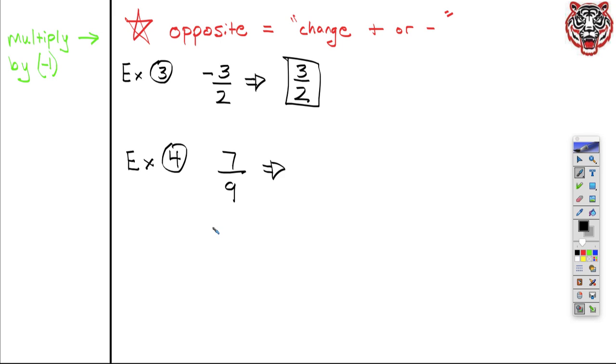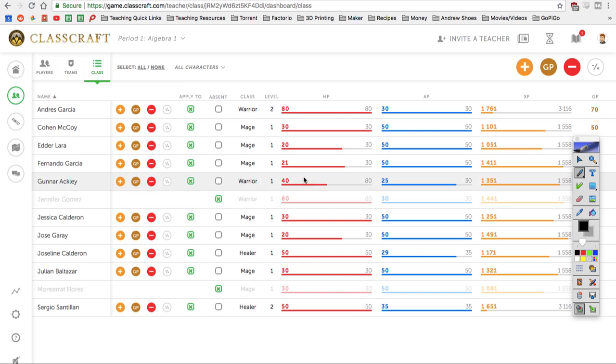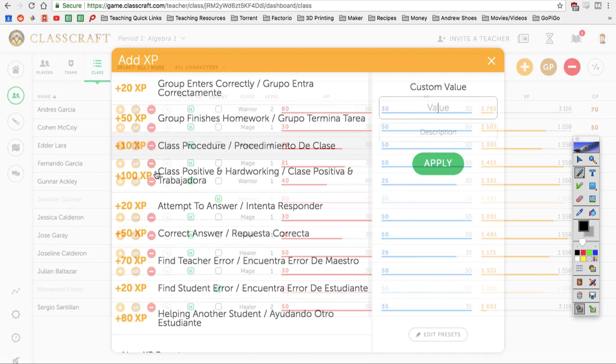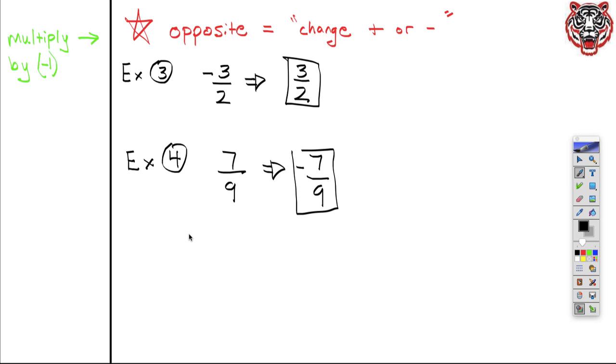All right. Gunnar has an answer. Sergio has an answer. Fernando has an answer. Andres has an answer. Cohen has an answer. We'll give it to Cohen. -7/9. Thumbs up, thumbs down. Agree or disagree? Everyone has to vote. I also agree that it is correct. It is -7/9. Thank you, Cohen. All right, all you're doing is multiply by -1.